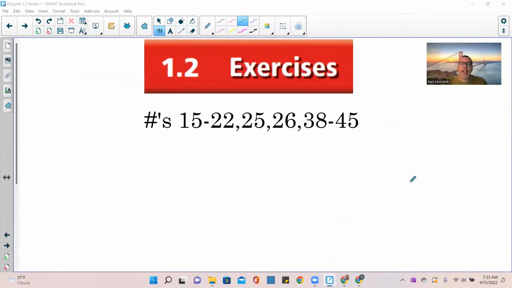Okay, that's the end of lesson 1.2, chapter 1.2. Now go do your exercises, problem numbers listed here.